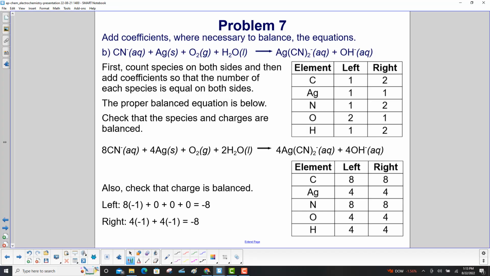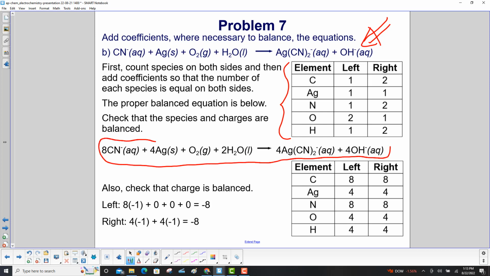Another equation, and again, just first write what we're given in the unbalanced equation, and then play around with that until you can get the balanced equation here, where you have the same number of each atom on each side. Now let's check to see if the charge is balanced. Well, let's see. On the left side, we have 8 times negative 1, plus 0, plus 0, plus 0. On the other side, 4 times negative 1, plus 4 times negative 1 is minus 8. And also, that will work out for the elements.